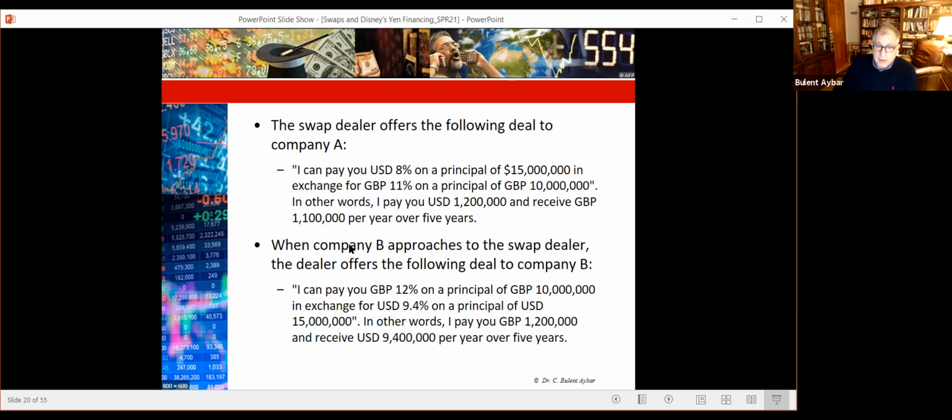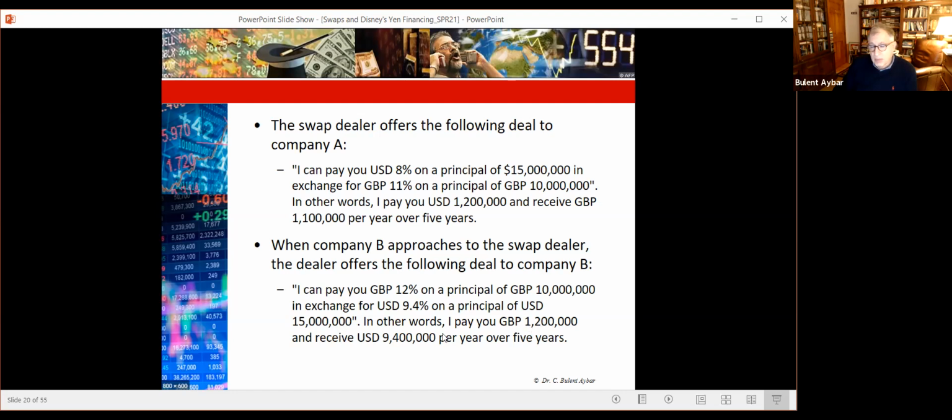And the dealer offers a similar exchange to company B. It offers company B 12% on a principal of 10 million pounds, meaning a 1.2 million interest payment on the 10 million principal, in exchange for 9.4% on the 15 million US dollar principal. So company B will pay 9.4% interest on the 15 million US dollar principal.